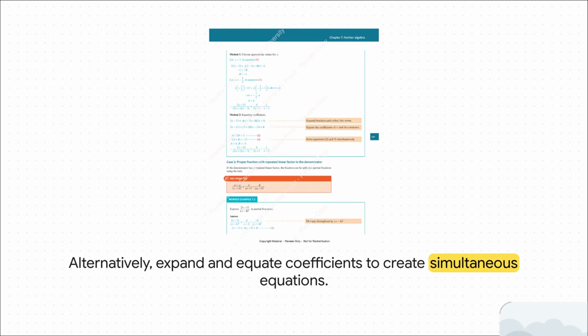The other method is equating coefficients. What you do here is you multiply everything out on the right-hand side. Get all your x terms together and get all your plain old number terms together.